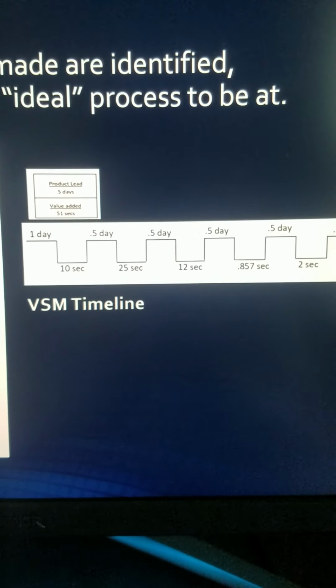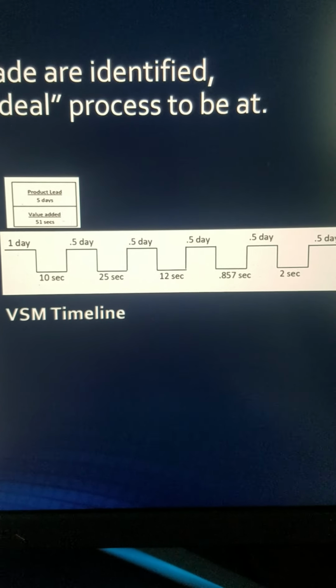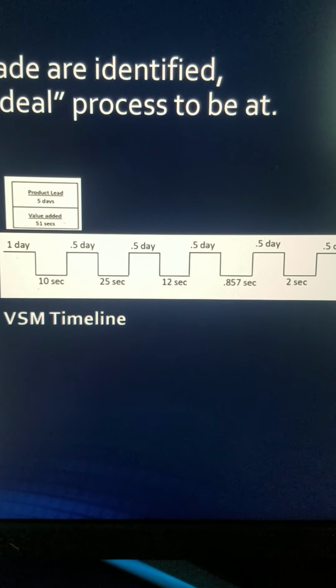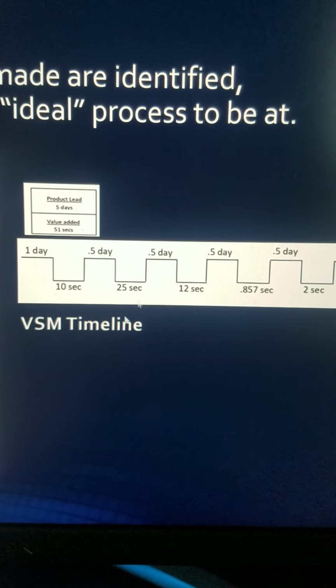And look, we went from 5 days of lead time down to 51. Originally we had 236 and we had 47 seconds of value added. So we made a tremendous improvement here.